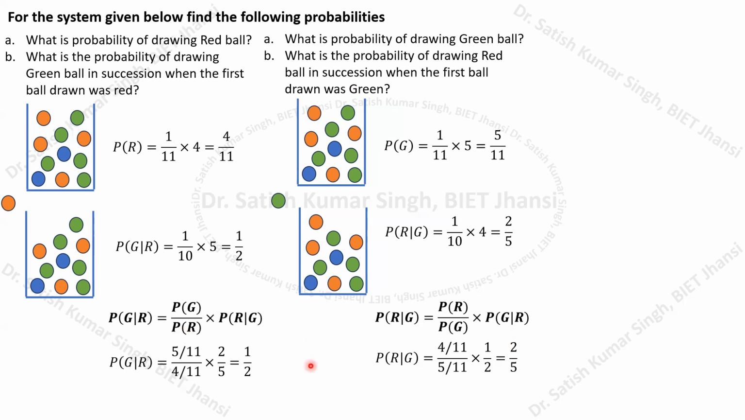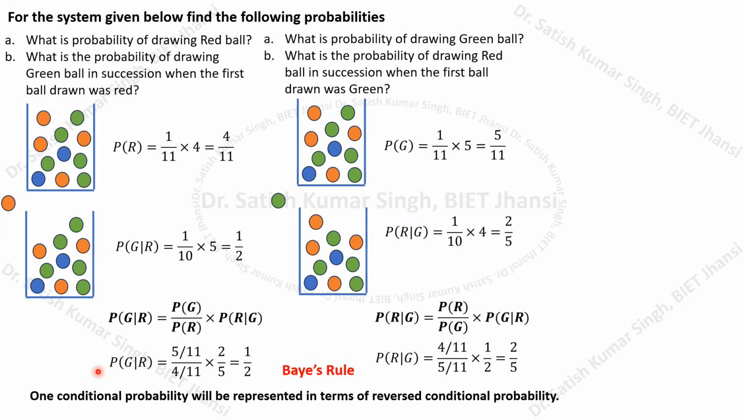Right. So it means that if we have the reverse conditional probabilities, then we can calculate this particular probability in terms of the reverse conditional probability. This is known as the Bayes rule. This is a very fundamental rule, and you have to remember this point. It is a very important rule. Normally, the Bayes rule says that one conditional probability can be represented in terms of the reverse conditional probability, and this way we can calculate the given conditional probability.